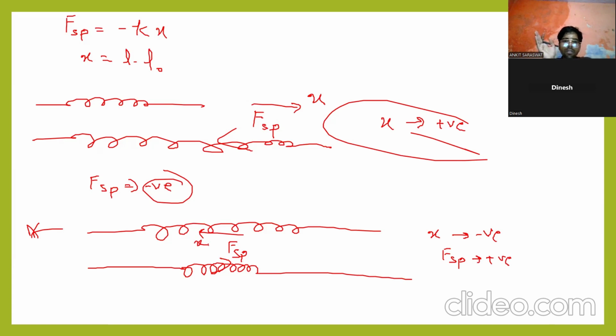Positive, sir, means to the right, because it's a force. Clear? X is nothing, it's a displacement: how much you are displacing from the mean position. Mean position means this is the mean position. Here you are not applying any force. From this position, how much does the body displace?